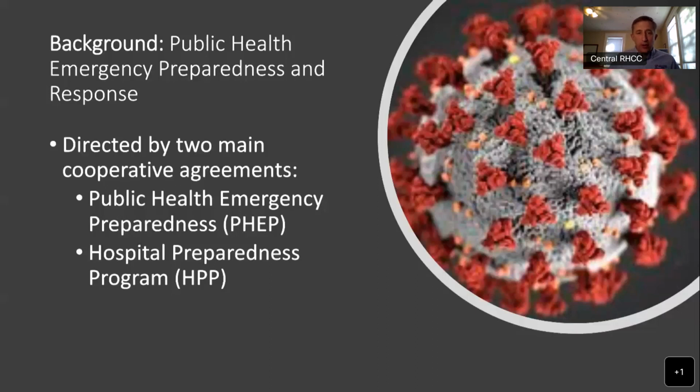So just a little bit of background on how PODs are funded. They're capability driven, which means that there are certain capabilities that the federal government directs local and state public health agencies to be able to do. So I'll talk a little bit about those, but there are two main cooperative agreements, which are kind of like grants, but it basically means that federal funding is provided and the federal government is a partner in completing those capabilities. So there are two: there's Public Health Emergency Preparedness, or PHEP, and then there's the Hospital Preparedness Program.